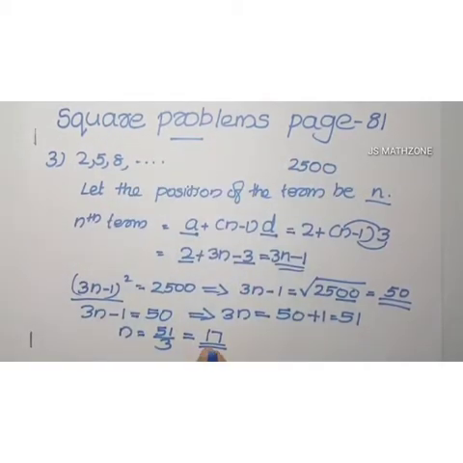That is our question. The square of a term in the sequence is 2500. What is its position? That is our question.